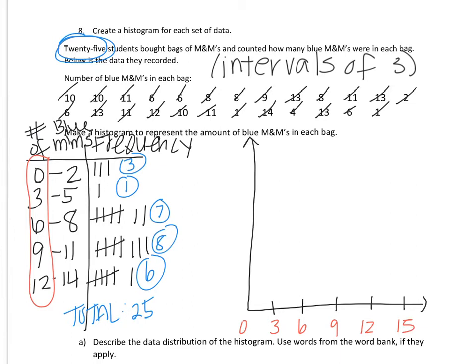Okay, and then the top part, it should be the highest frequency. In this case, it's 8. So I only need to go as far as 8. So it's going to be 1, 2, 3, 4, 5, 6, 7, 8. And I'm going to number them.